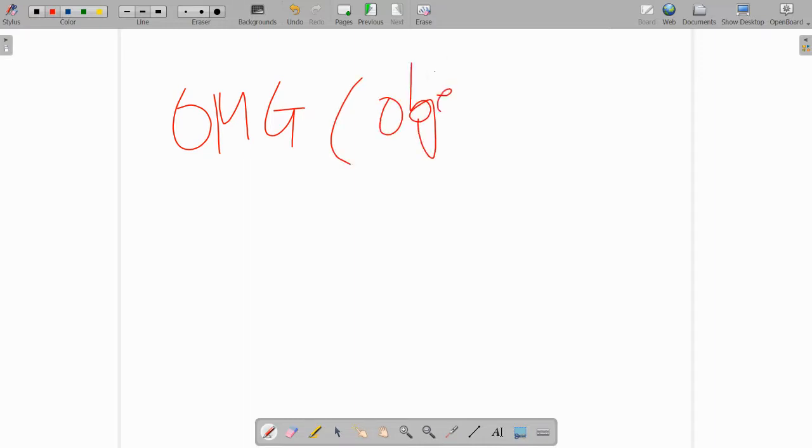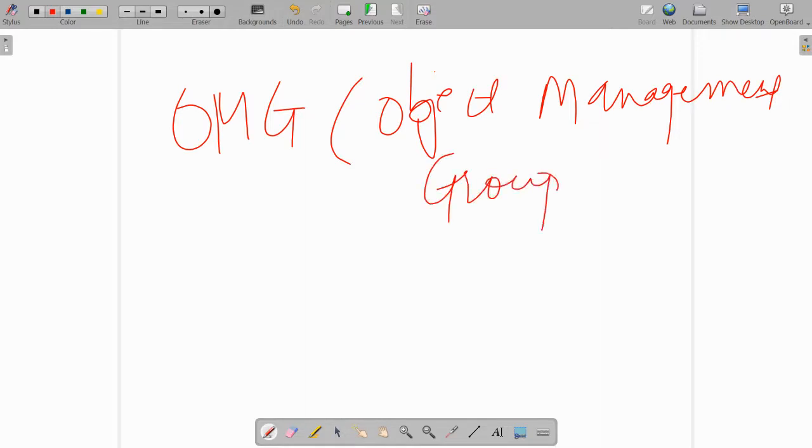Object Management Group, in 1997. In 1997, there was a first version, that is UML 1.0.